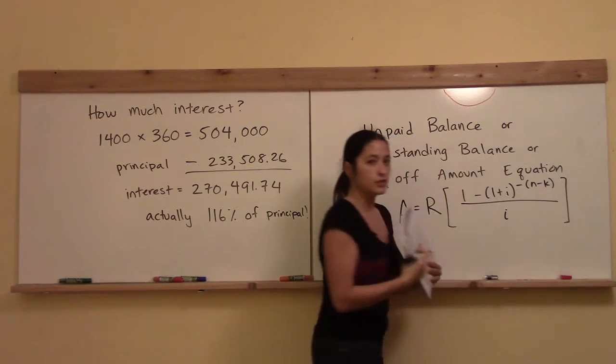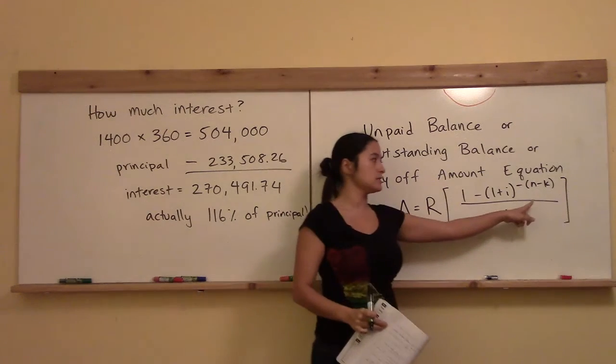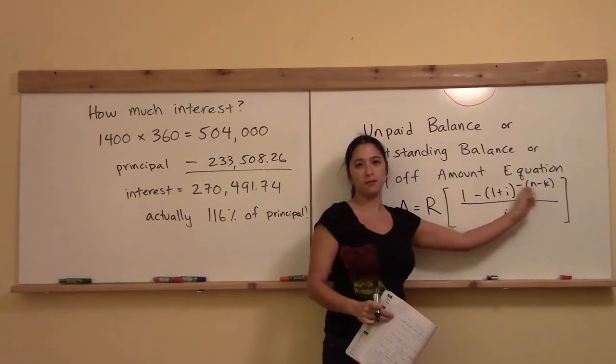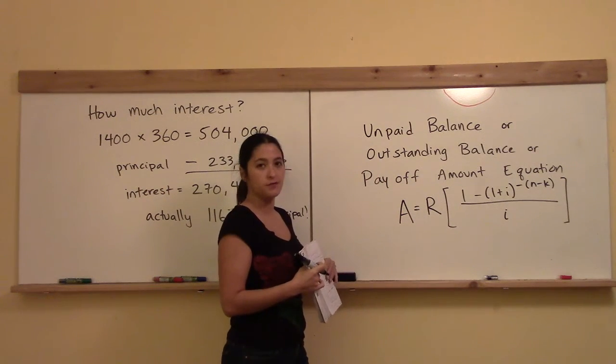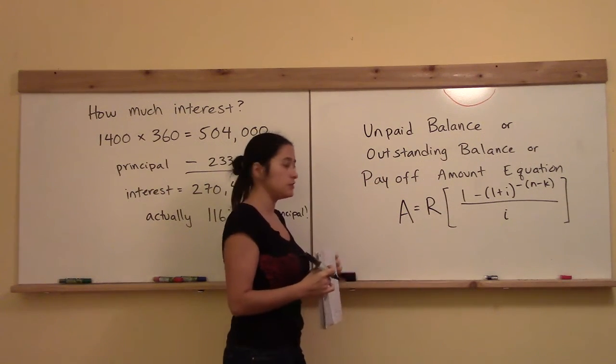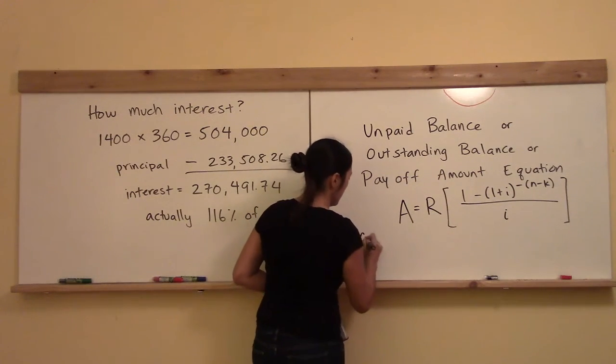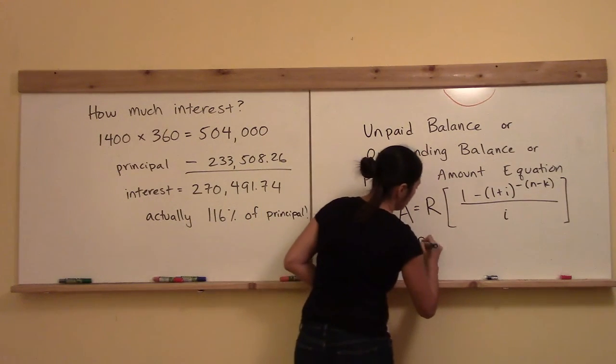And you're going to see the inclusion of an extra letter k, similar to the letter that we had when we talked about deferred annuities. And that k represents the number of times that you paid, the number of payments you actually made. So this is after k payments have been made.